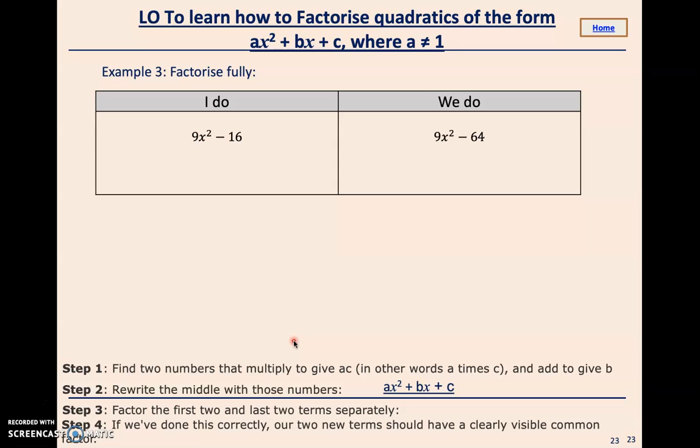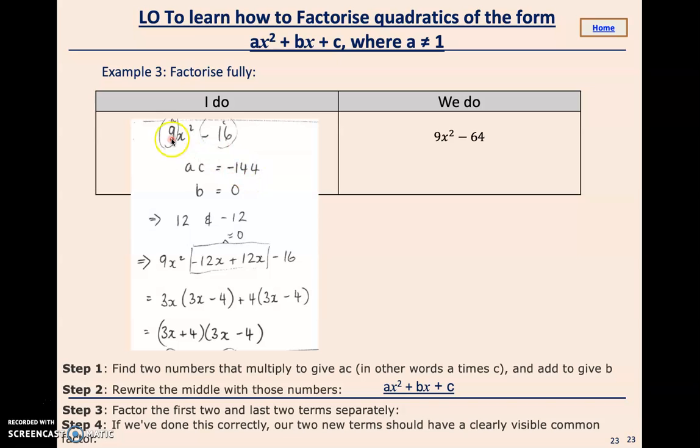Okay, so now we don't have a b term. There is nothing times by x. So our b, in this instance, will be 0. Let's have a look. So a is equal to 9. C is equal to negative 16. So our AC, A times by C, is negative 144. B is equal to 0.